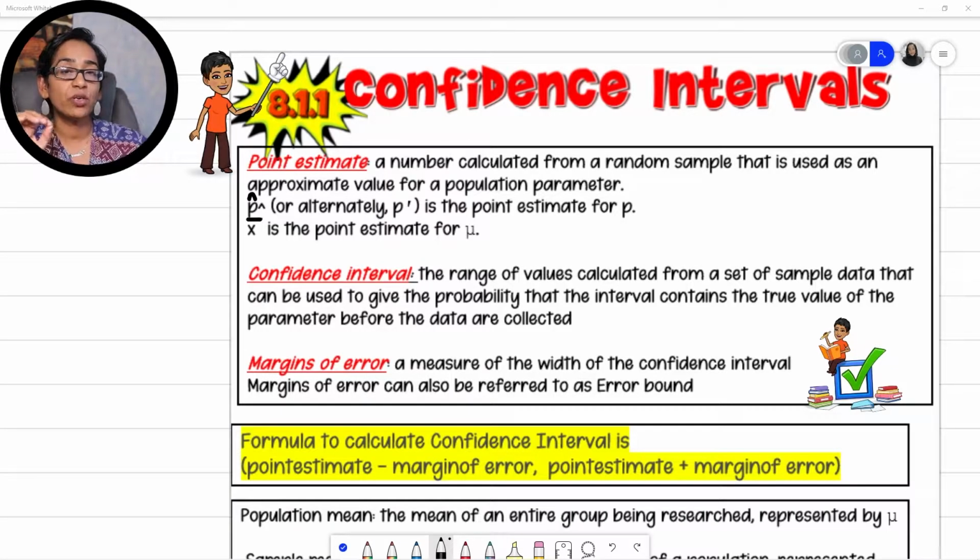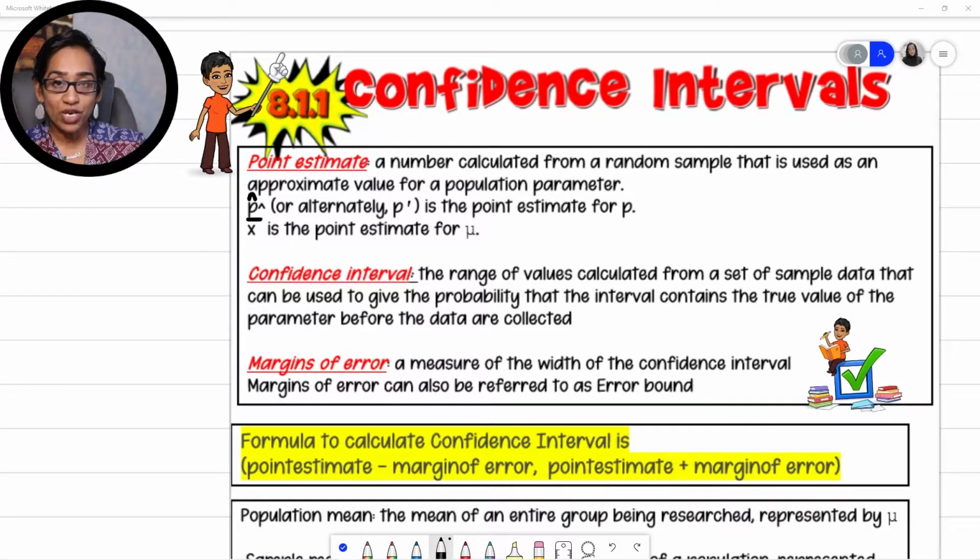So the first thing we're going to talk about is point estimate. Now, if I ask you, what is the height of human race? You're going to give me one value, right? You're going to say probably average is 5.5 foot or 5.6 or whatever is the average. That's what you're going to tell me. Now that one value that you give me is called a point estimate.